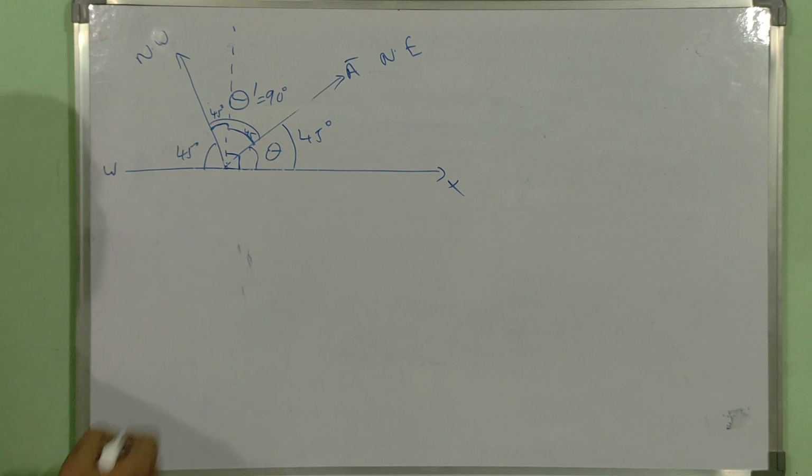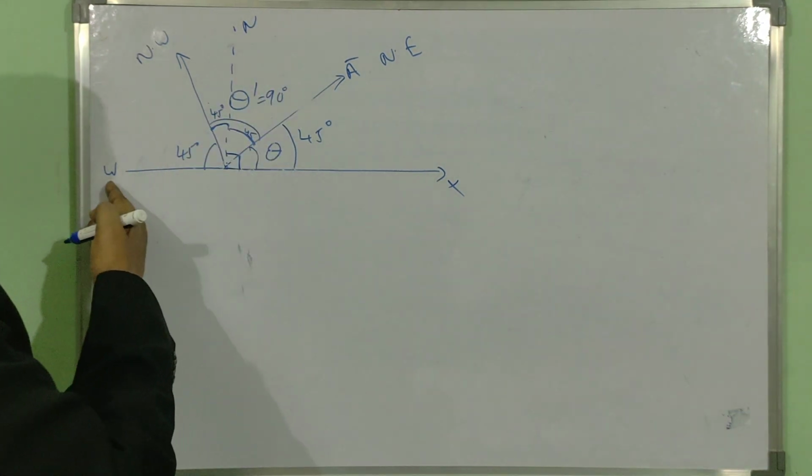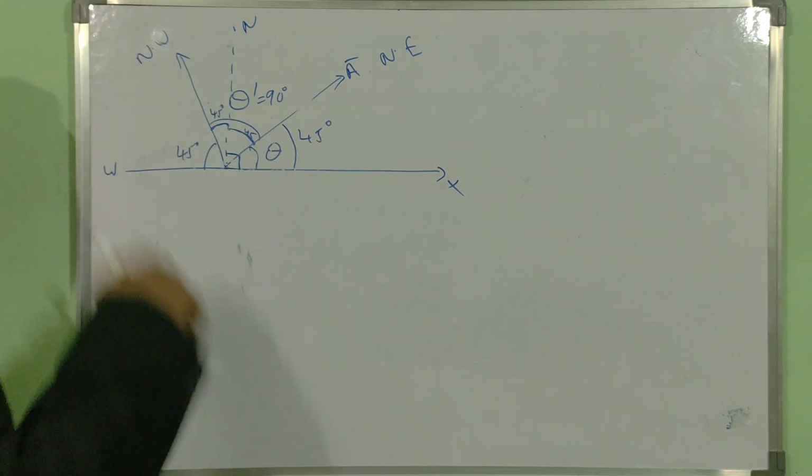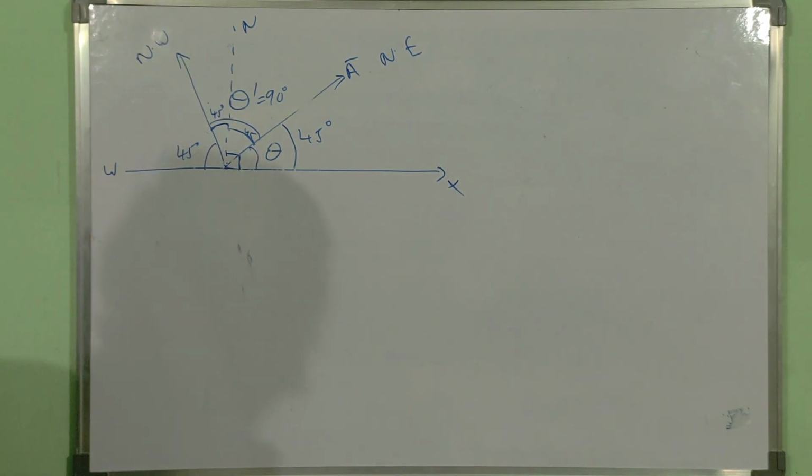Northwest direction. Why? Because this is the north direction, this is the west direction, exactly middle. 45, 45, I consider, exactly middle. Then this is the northwest direction.